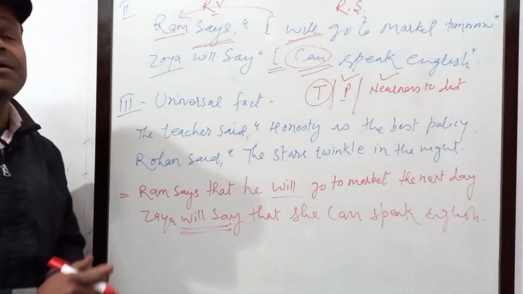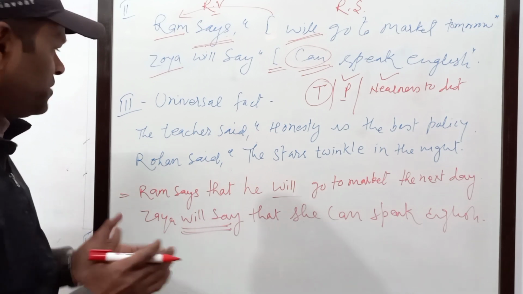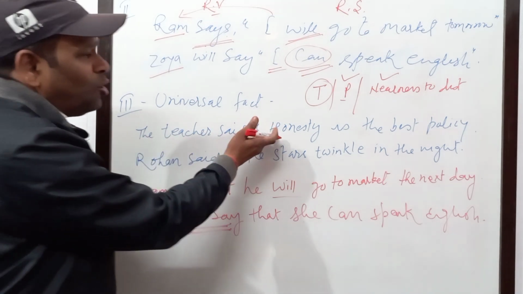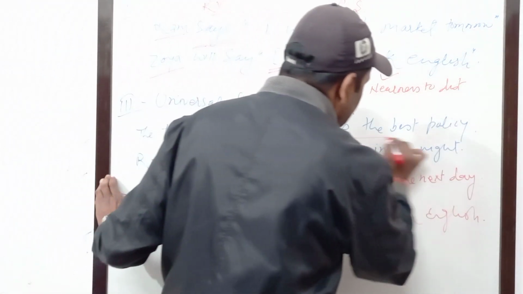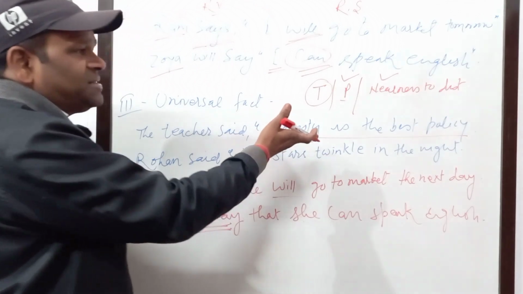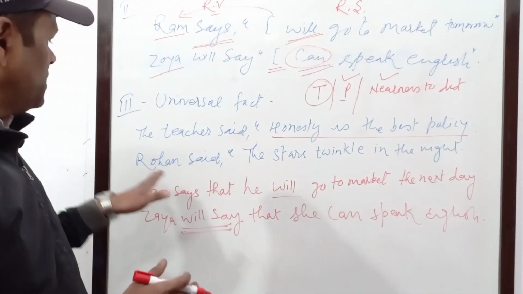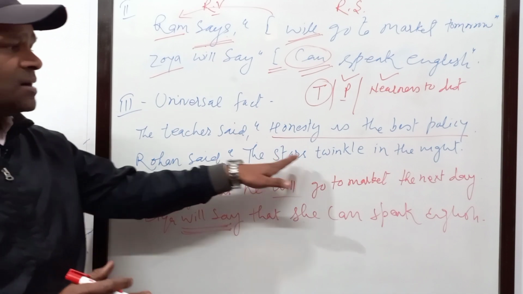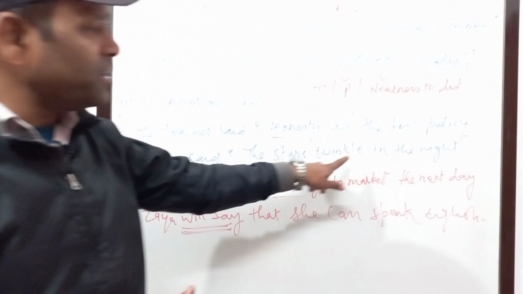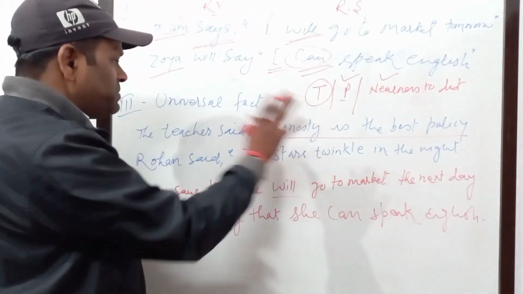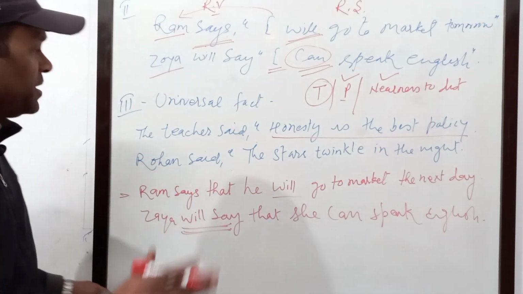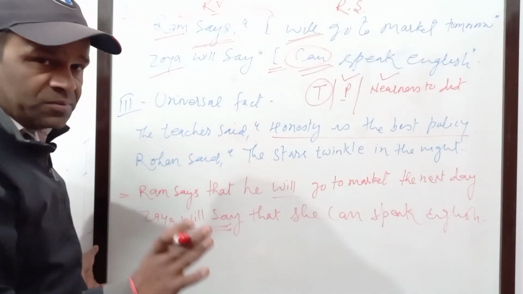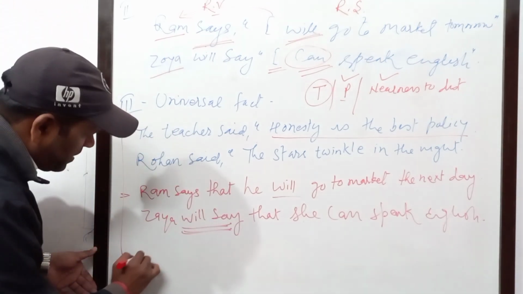That's it. Now comes the third rule. When you find a universal truth or universal fact, what do we do? The teacher said, honesty is the best policy. So see, honesty is the best policy, that is a universal truth. The second sentence is, Rohan said, the stars twinkle in the night. Remember, dear children, whenever such type of sentences are there, you need not worry. What you do, just put the connective. Simple funda is there. You simply put the connective.